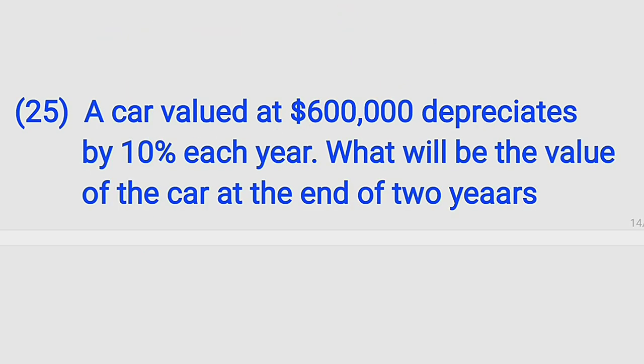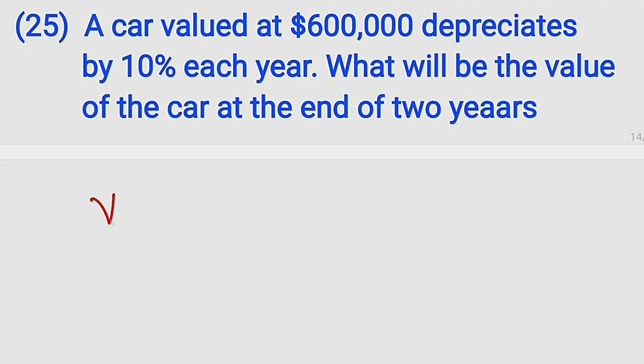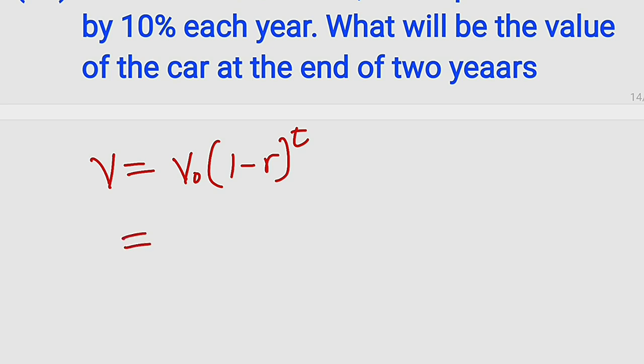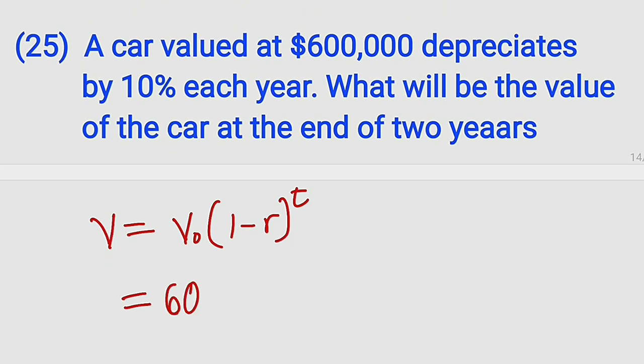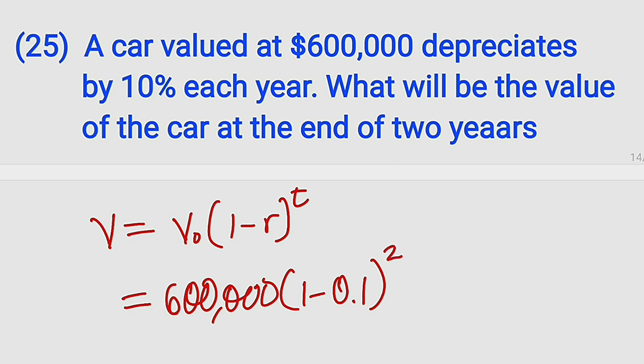A car valued at $600,000 depreciates by 10% each year. What will be the value of the car at the end of 2 years? The value would be the initial value multiplied by 1 minus the rate at which it is depreciating, raised to the power of the number of years. So this is equal to, the initial value is 600,000 multiplied by 1 minus the rate, which is 10%, and 10% is the same thing as 0.1. This is to the power of 2 years, right? To the power of 2.